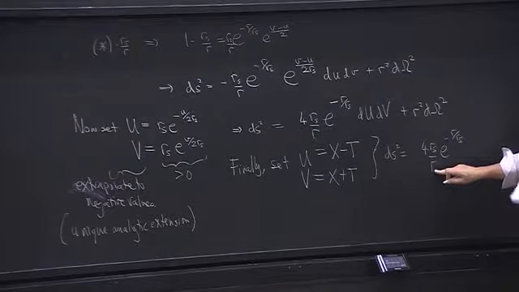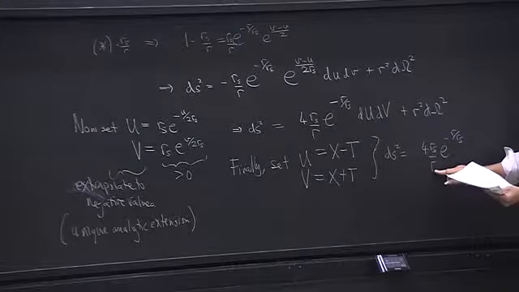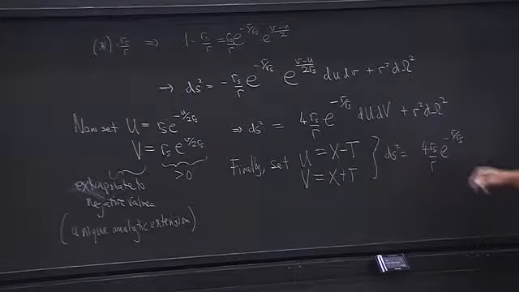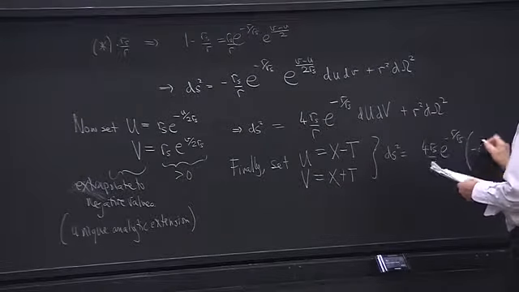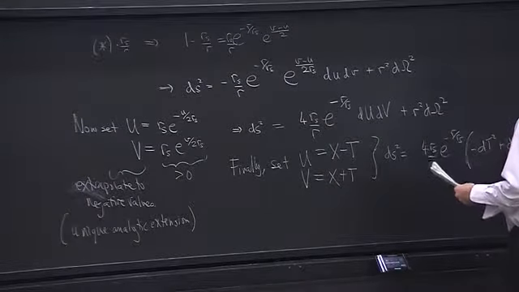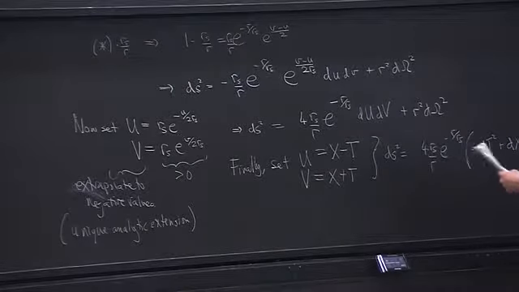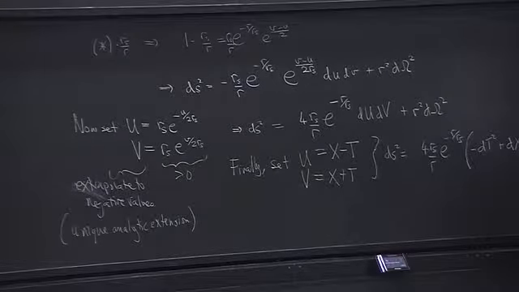And so ds squared is equal to 4 Rs over r e to the minus r over Rs. This factor is singular, but only at the center of the black hole, r equals 0. We know that's a real singularity. It's positive everywhere else. Minus dt squared plus dx squared. This looks like Minkowski space. Plus r squared d omega squared.